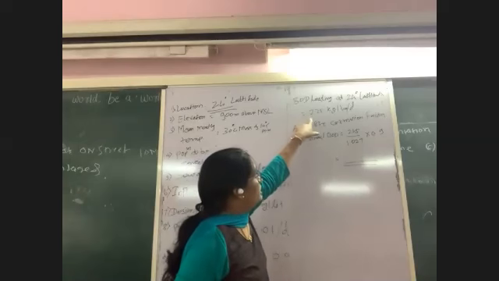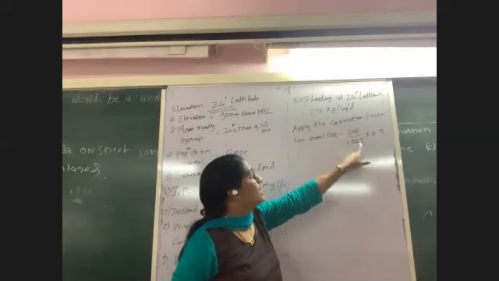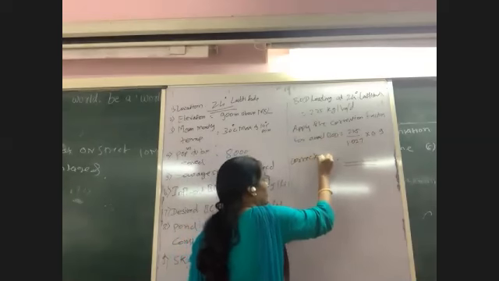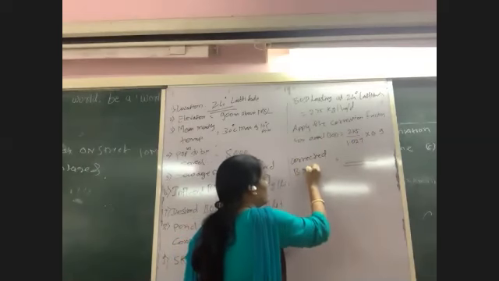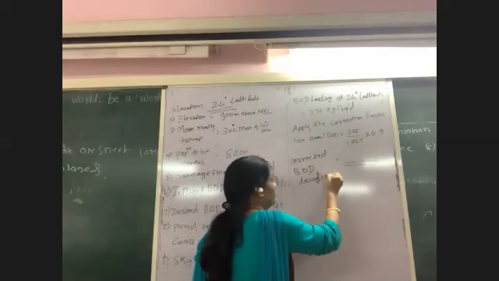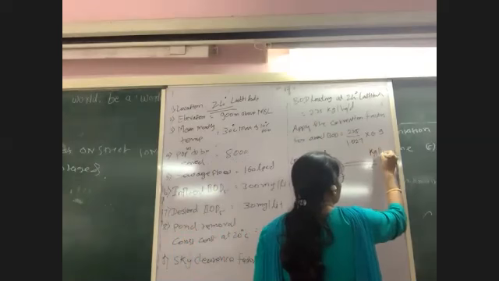So the BOD loading is 225. We have applied the correction factors. Now the corrected BOD loading will be... Tell the answer, obviously it will be in kg per hectare.